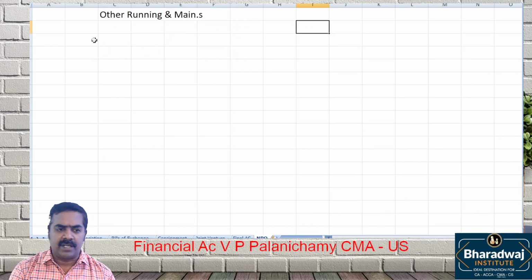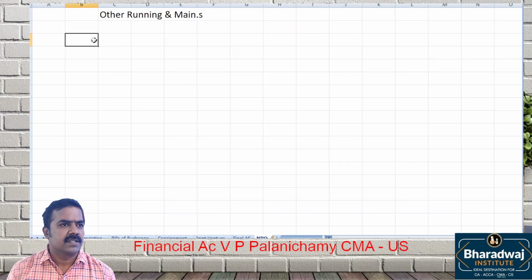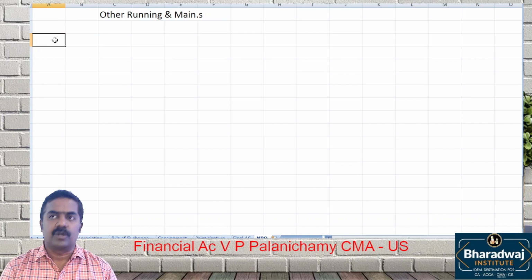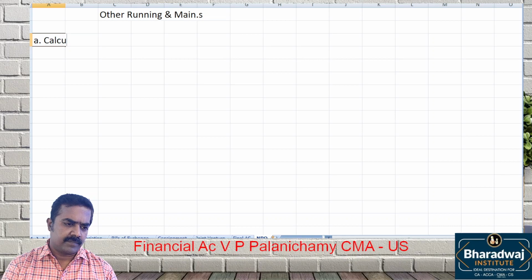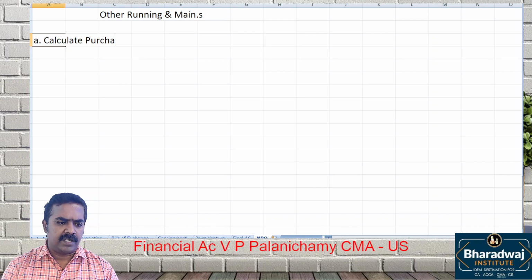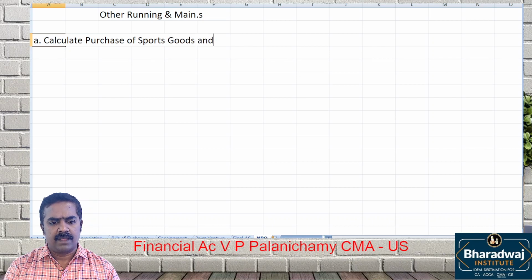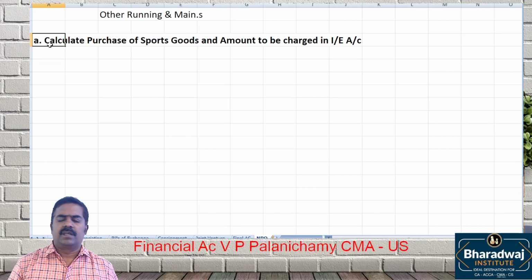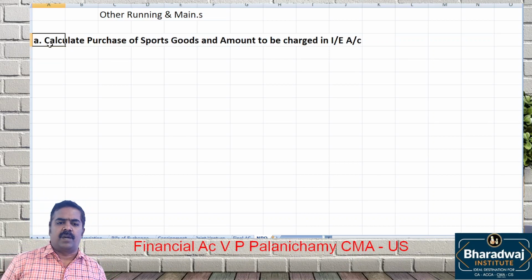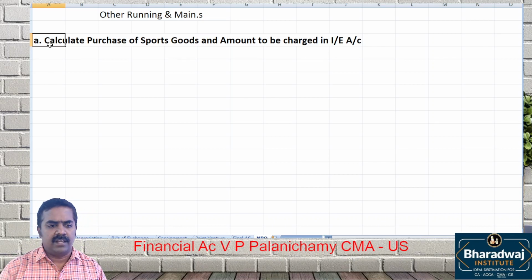Okay, numerical question, one of the most important question is this one. Start. You are going to do it along with me. Calculate purchase of sports goods and amount to be charged in income and expenditure account. Numerical questions they can ask you. Calculate purchase of sports goods and amount to be charged to which account? Income and expenditure account.